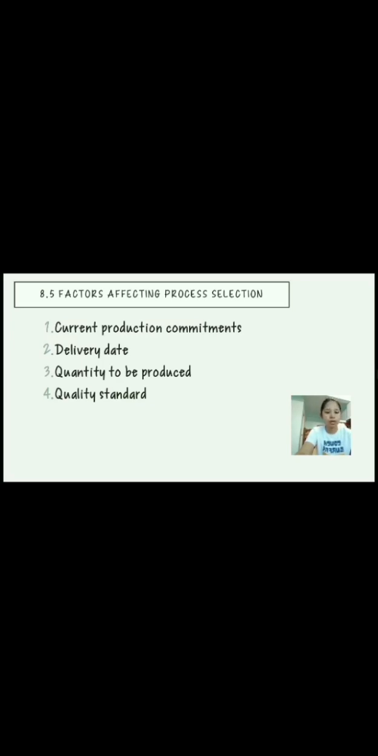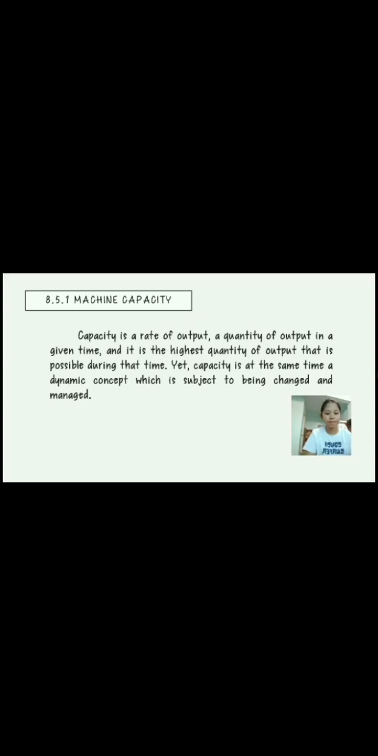In quantity to be produced, this is the number of units or items that the manufacturing process needs to produce. This is a very important factor because different processes are efficient for different production volumes. In quality standard, criteria are set that help determine the suitability or effectiveness of a particular manufacturing or business process. In machine capacity, from the word itself, this refers to the capability of the machine to handle a certain volume or quantity of production. This is also an important factor because choosing a machine with the right capacity leads you to meet the production requirements efficiently.